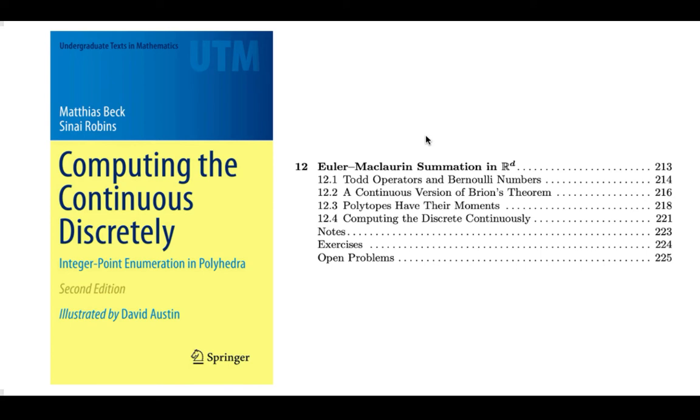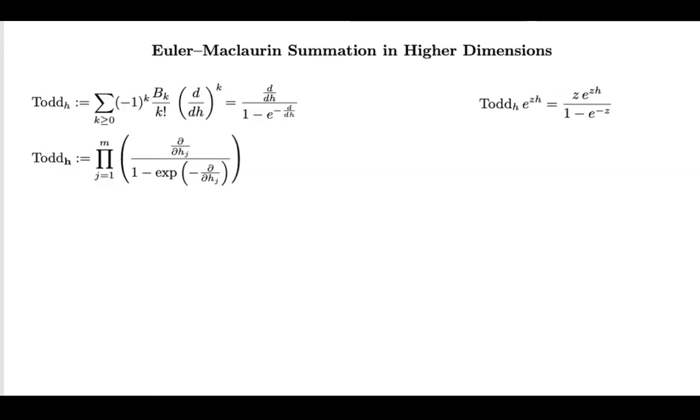Hi, I'm Matthias Beck, and in this video we will finish chapter 12. We'll give a version of Euler-Maclaurin summation in d dimensions. Let me remind you of the Todd operator.